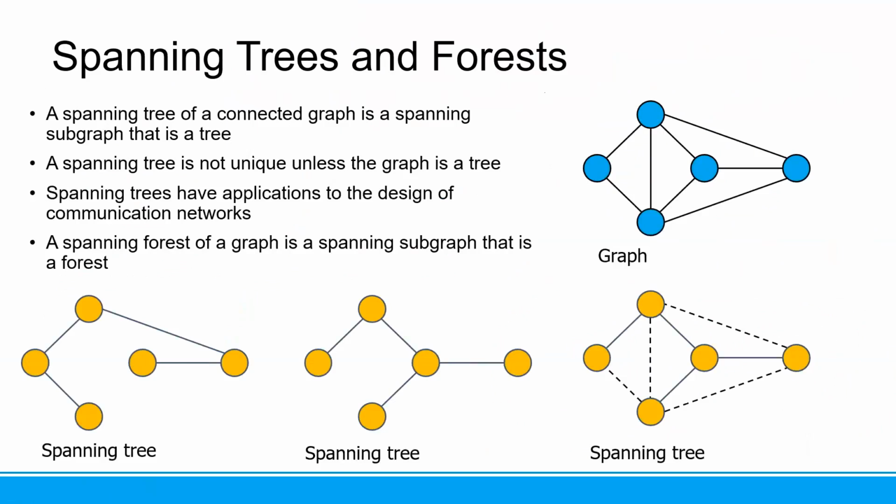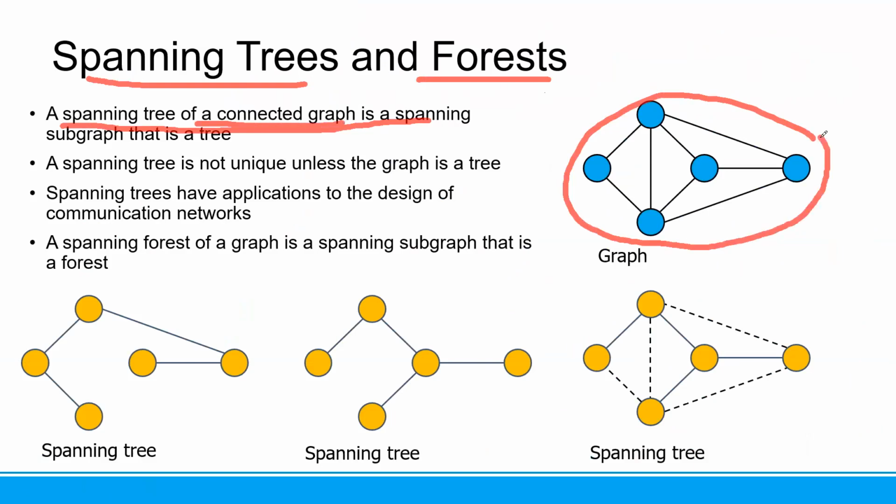And I think some of you would like to do the team project with some basic algorithm like Kruskal algorithm, Prim's algorithm, and those algorithms are actually the basis of the spanning tree. So let's see what is a spanning tree and what is a spanning forest. A spanning tree of a connected graph is a spanning subgraph that is a tree. We call this a connected graph because there can also be non-connected graphs.